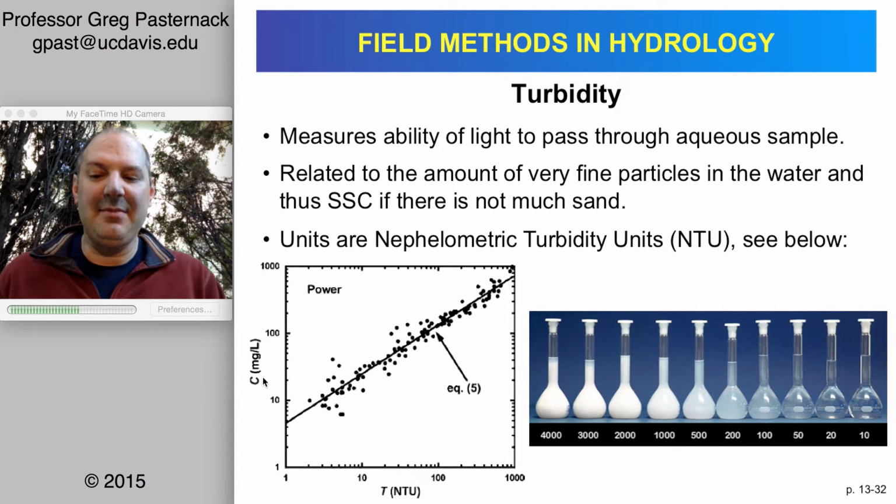If at the same time you take grab samples, then you can establish the relationship between turbidity and suspended sediment concentration, and one of those is shown here, where you could see it's a power function over several orders of magnitude. So like 10 NTU, it's more than 10 milligrams per liter at this site, whereas like 1,000 NTU is under 1,000 milligrams per liter.